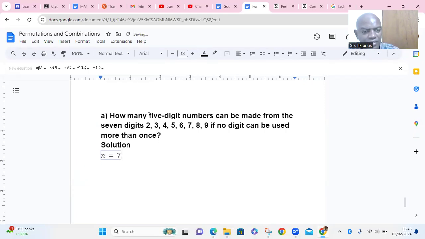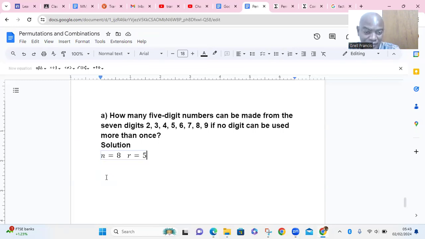Let's verify that again. 1, 2, 3, 4, 5, 6, 7, 8. I'm sorry for my little counting blunder. So it's 8. And our R is 5. So we want to make 5-digit numbers from those digits.